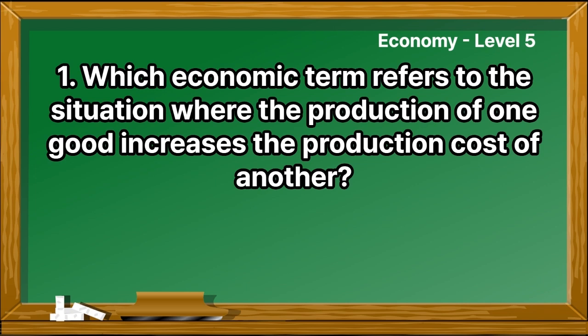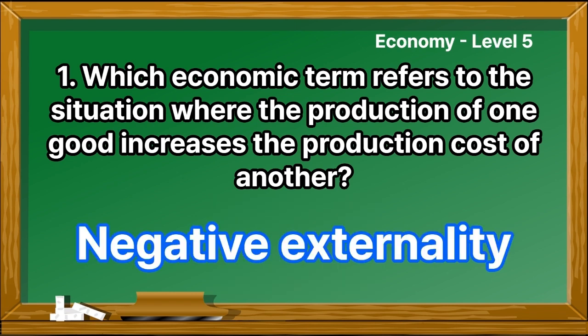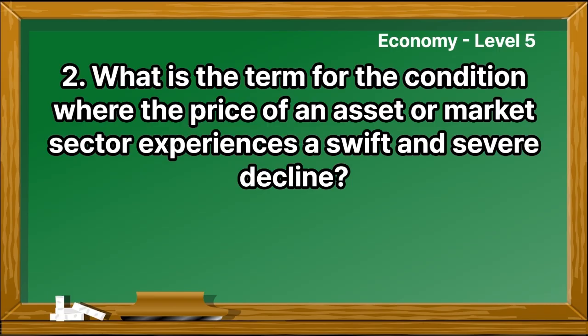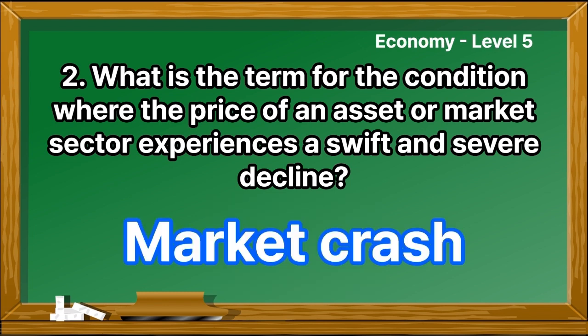Which economic term refers to the situation where the production of one good increases the production cost of another? Negative externality. What is the term for the condition where the price of an asset or market sector experiences a swift and severe decline? Market crash.